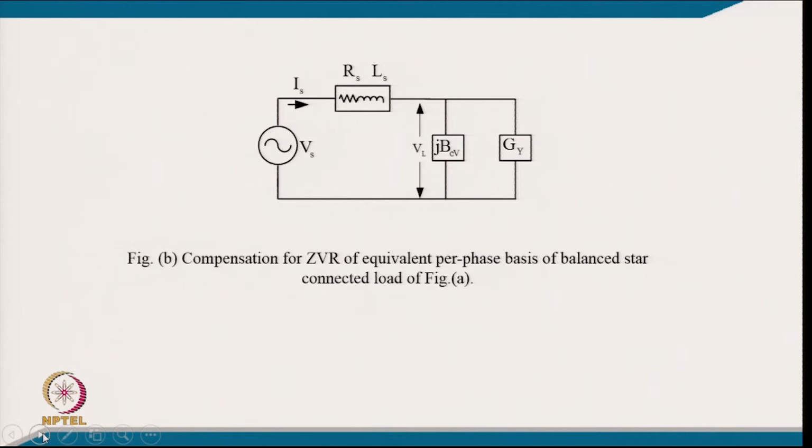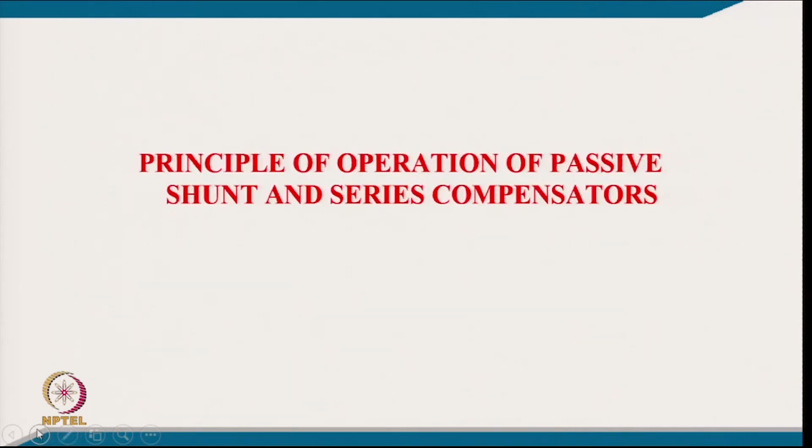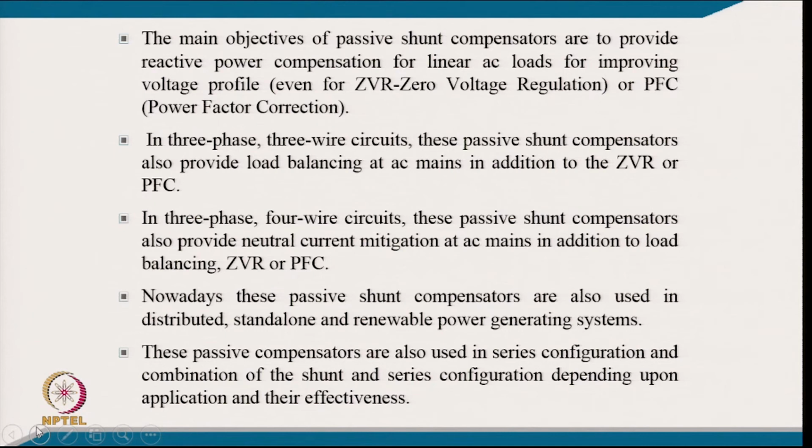So, you might have plenty of cases in 3 phase 4 wire systems, and finally coming to this as well. We will talk about the principle of operation of passive shunt and series compensators. The main objectives of the passive shunt compensator are to provide reactive power compensation for linear AC loads, for improving the voltage profile, either zero voltage regulation or power factor correction; both cannot be achieved simultaneously.